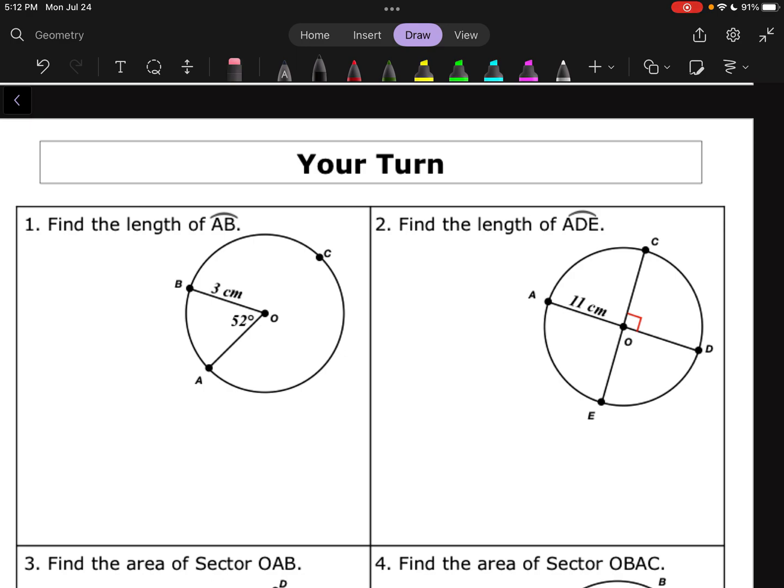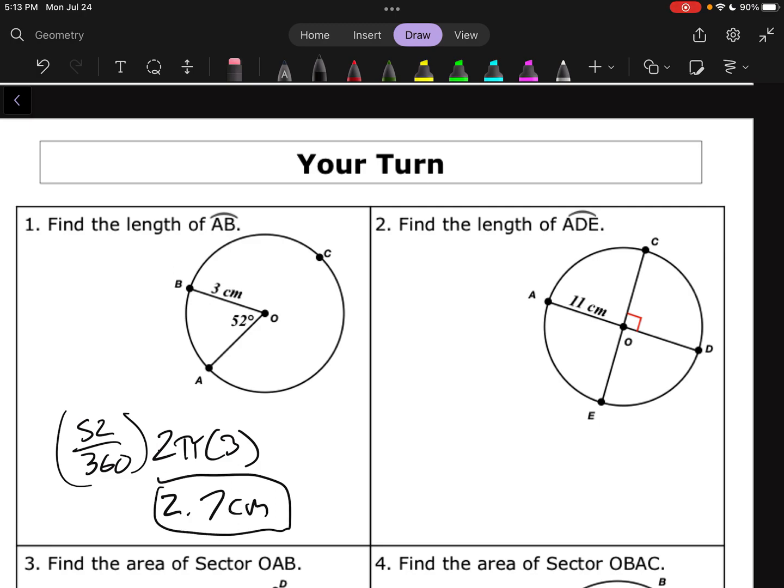All right, hopefully that went well. For this first one, for a little arc length here, we should have been doing 52 over 360 times 2 times pi times 3. And let me see here what I get. 52 times 2 times pi times 3. I am getting 2.7 centimeters.